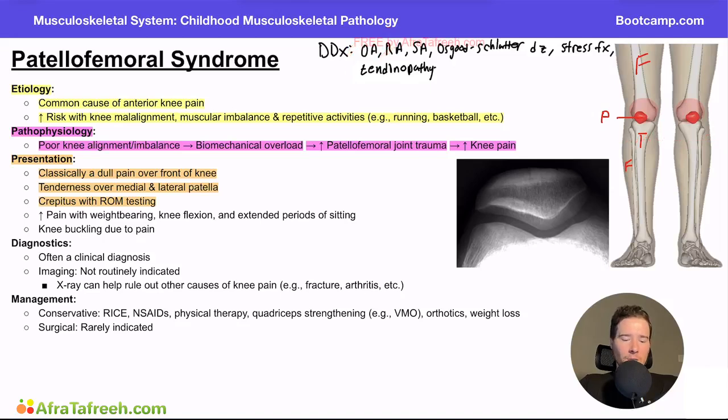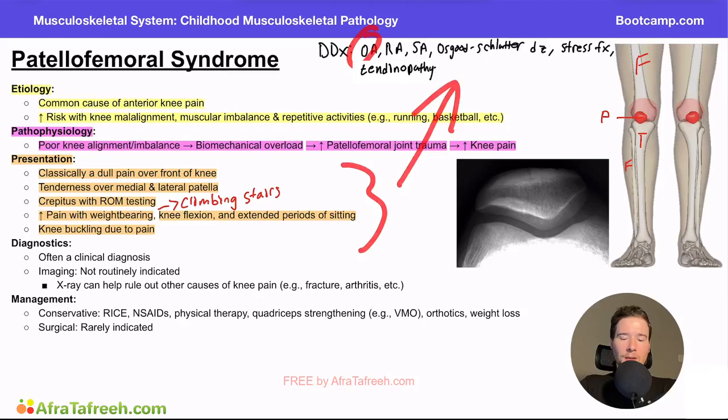Now, patients can also present with increased pain with weight-bearing activities. And a very classic way they'll ask about this is a patient that's having pain with climbing stairs. Additionally, patients can also have pain with knee flexion and extended periods of sitting. Patients might also report that their knee buckles due to the pain and that it gives out and potentially even that they fall.